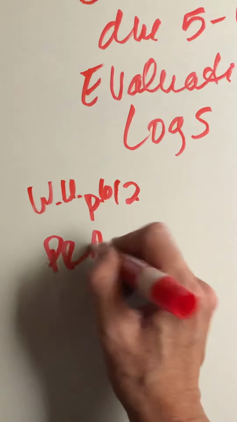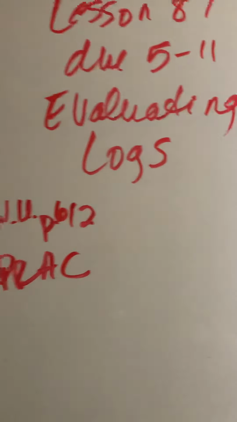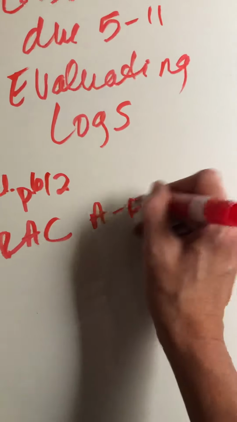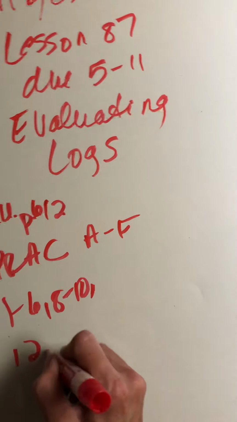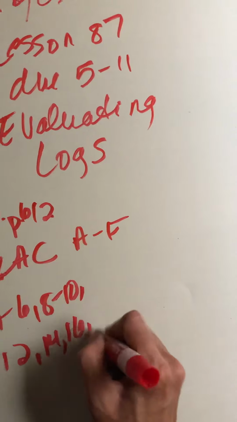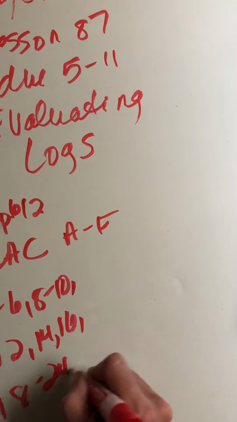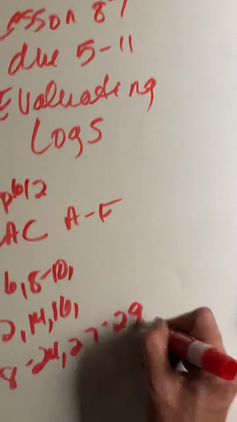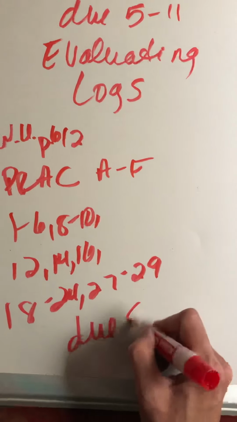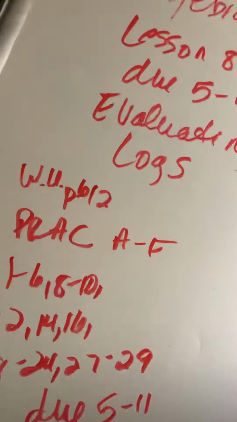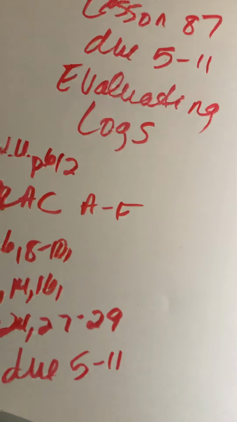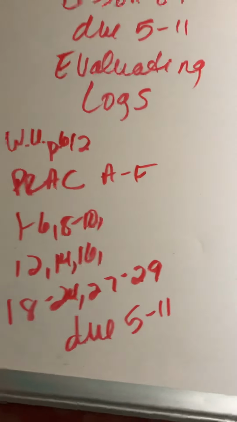You're going to do the practice, A through F. I'm going to talk about some of them. A through F. Then you're going to do 1 through 6, 8 through 10, 12, 14, 16, 18 through 24, 27 through 29. Again, this is due the 11th. It's due May 11th, which is Monday. So you have a full week to get this done and get it turned in, to get the notes copied and all that kind of stuff.